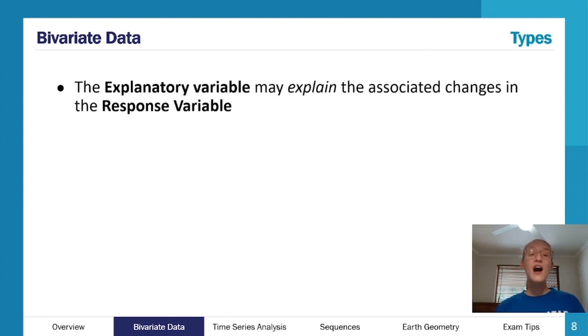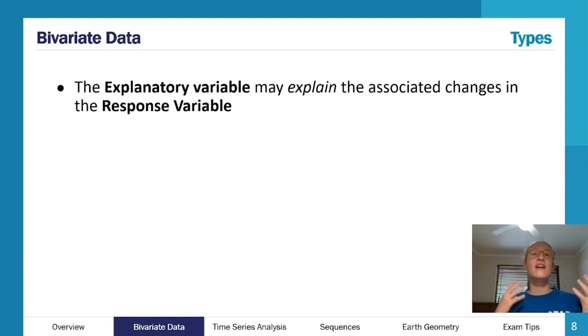There are multiple types of bivariate data as well. The first distinction I want to make is the difference between the explanatory variable and the response variable. This is just terminology that could pop up on a multiple choice question, but it is also really important for further topics when we look at scatter plots and correlations. So what is the difference? The explanatory variable may explain the associated changes in the response variable.